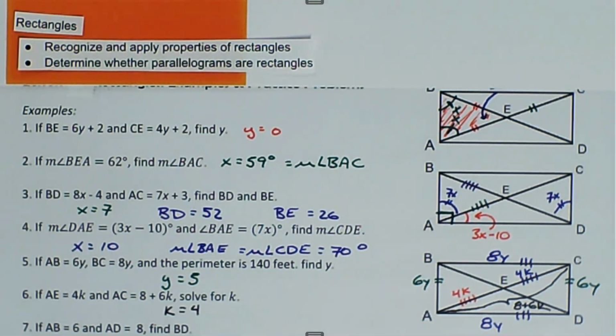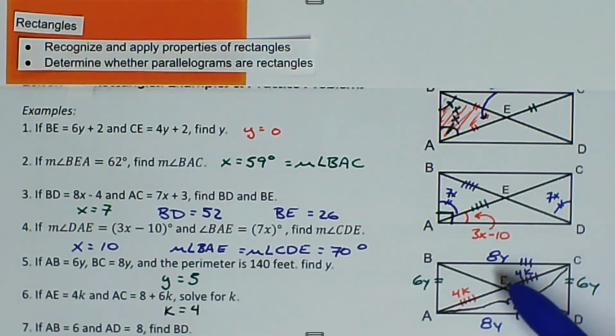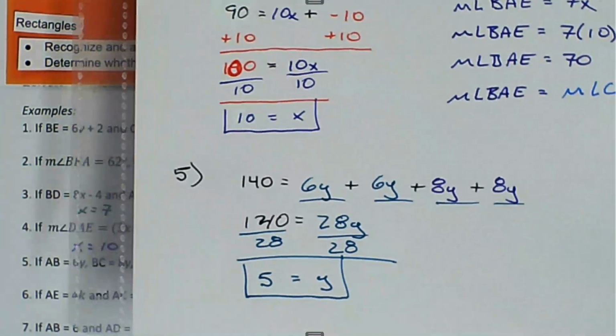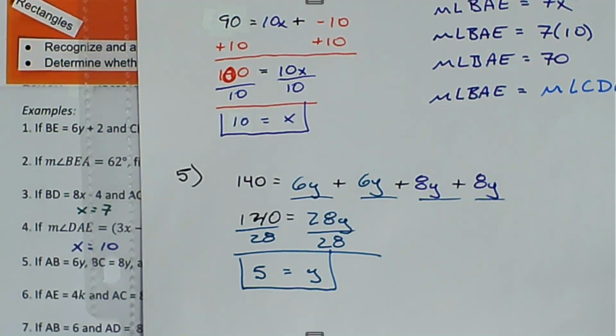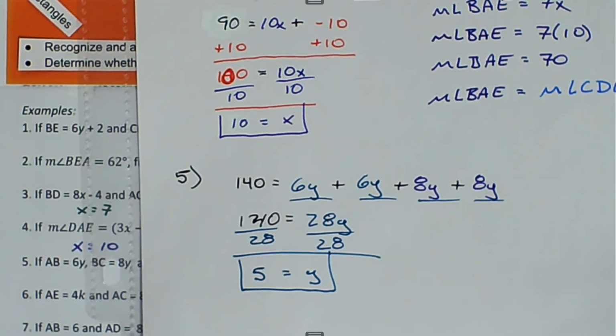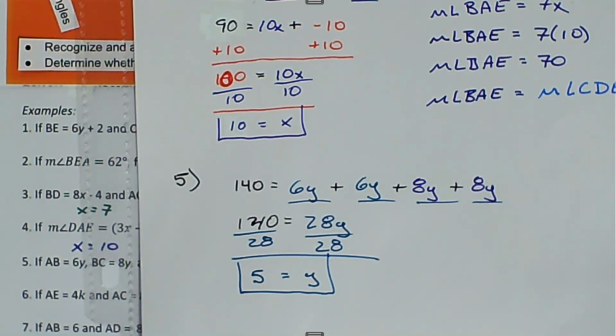Next, we have number 5, and it says if AB is 6y and BC is 8y, and the perimeter is 140 feet, find y. So because AB is 6y, that means DC is also 6y. And because BC is 8y, that also means AD is 8y. So we can add all those together and set them equal to 140. And so we get 140 is equal to 6y plus 6y plus 8y plus 8y. 140 is equal to 28y. Divide both sides by 28, and we get y is equal to 5.